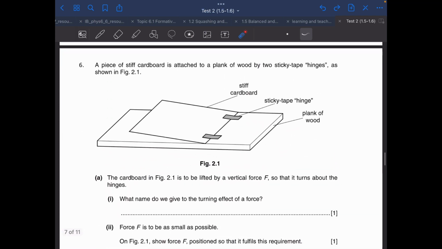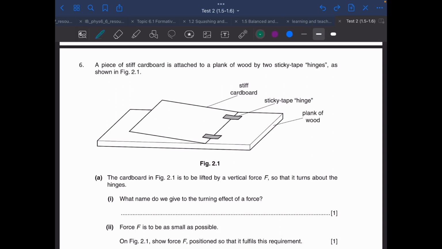Then we go to question 6. We have a piece of stiff cardboard attached to a plank of wood by two sticky tape kind of hinges. So the sticky tapes are behaving as hinges. You can turn the piece of cardboard about those hinges, as shown in the figure. The cardboard is to be lifted by a vertical force so that it turns about the hinges, about the sticky tapes. What name do we give to the turning effect of a force?